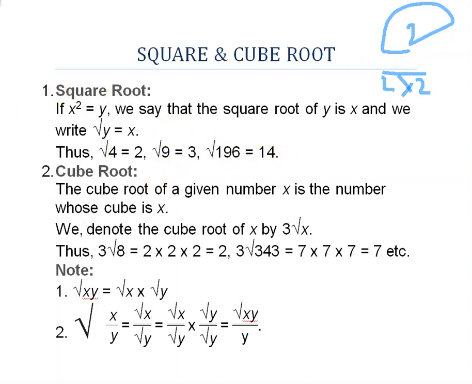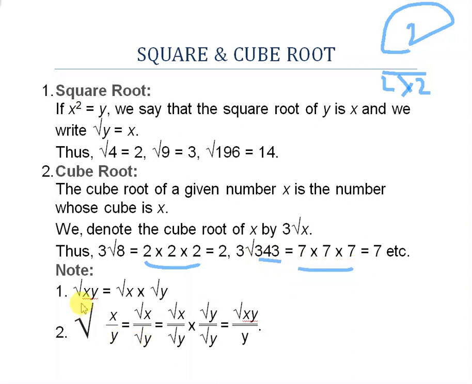What happens in the case of cube root is the cube root of a given number x is the number whose cube is x. We denote the cube root of x by 3 root x. So 3 root 8, we can write 8 as 2 into 2 into 2. So in case of square root, we take a pair which consists of two numbers, and in cube root we take a group which consists of three numbers. Like here 343 is 7 into 7 into 7, so the answer will be 7.